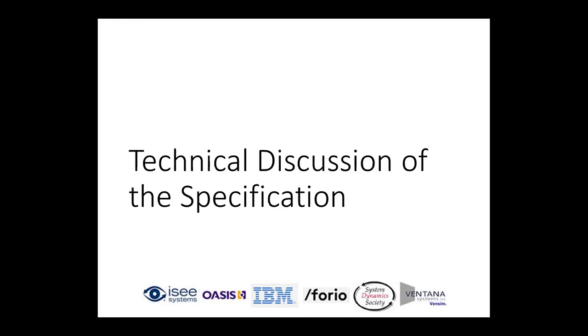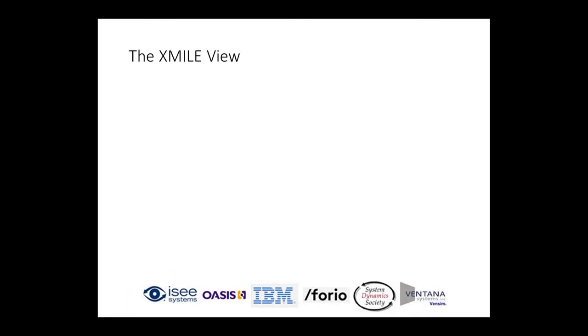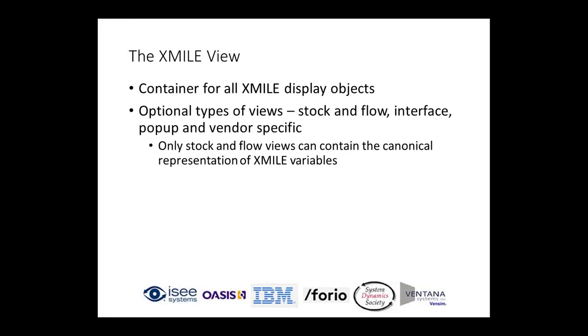So let's get into some of that nitty-gritty that I was talking about. Let me answer the how question of how the XMILE spec works in translating stock and flow diagrams. To really understand the meat of the problem, you have to understand the XMILE view. A view is just an abstract container for XMILE display objects. Like Gary was saying, display objects are stocks, flows, auxiliaries, things like that. So the view is a bucket which contains items, the items being the display objects.